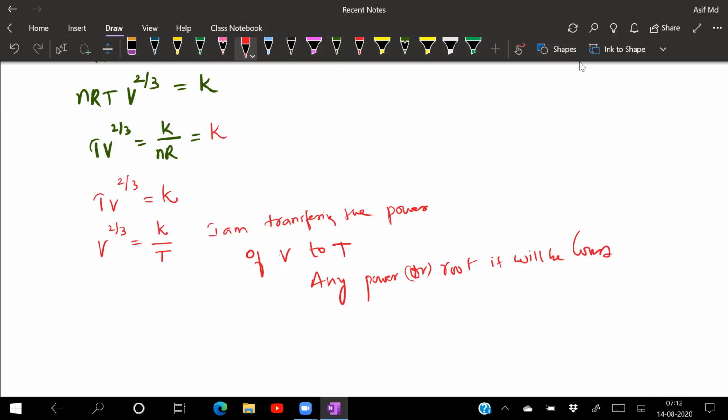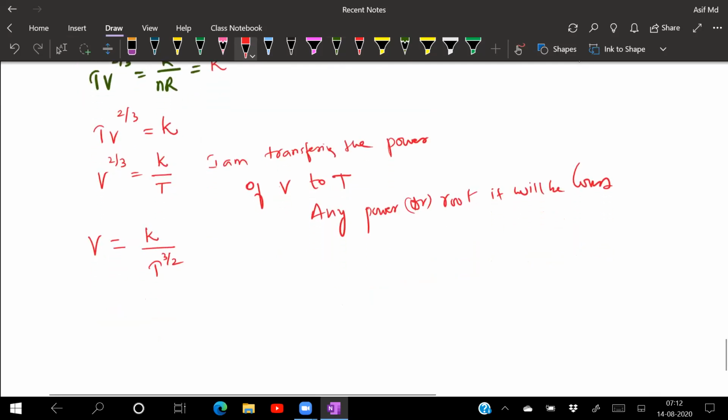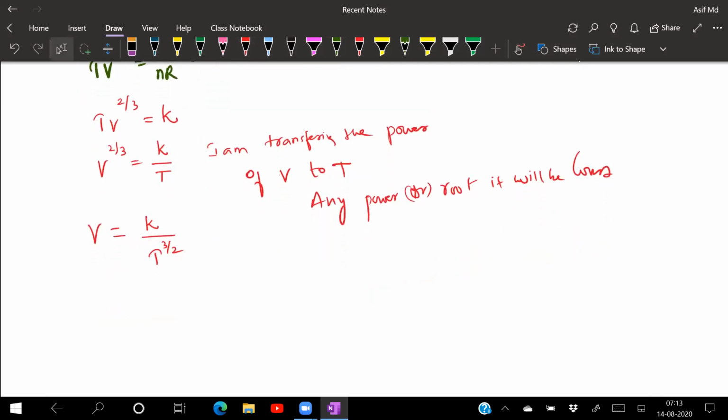Let's see. Here V is equal to K by, when I transfer the powers, T to the power of 3 by 2. The power will reverse. So when I'm transferring the power from the upper to the lower part, V is equal to K into T to the power of 3 by 2. That means VT to the power of 3 by 2 is equal to a constant.